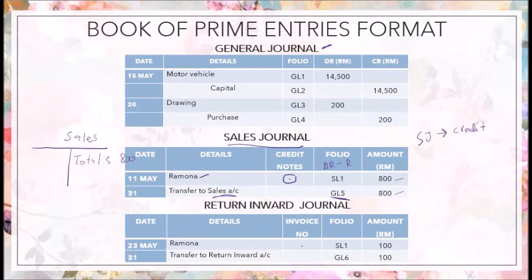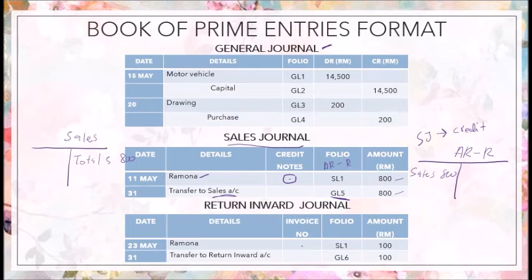Understand? So nanti ini akan ada satu lagi AR punya ledger for Ranoma lah, and you akan record sales punya transaction sini, which is 800. Okay, so you go into return inward, you akan nampak Ranoma ada buat pulangan.